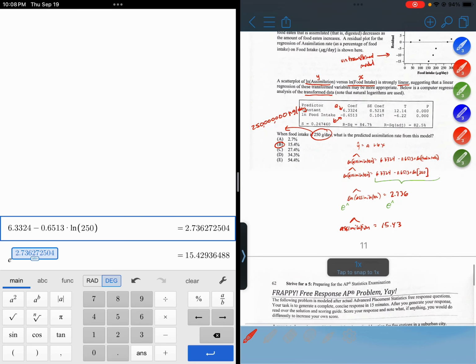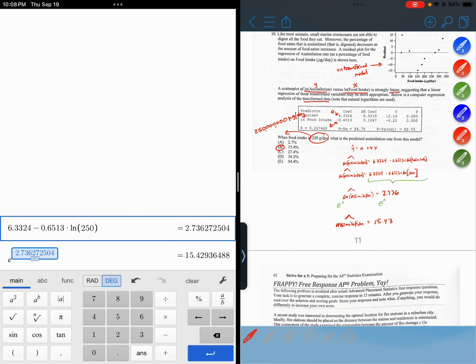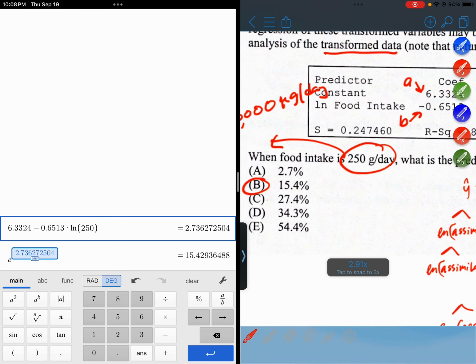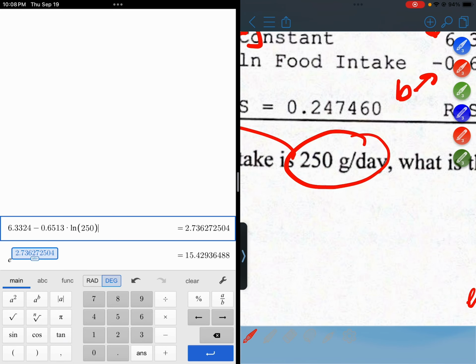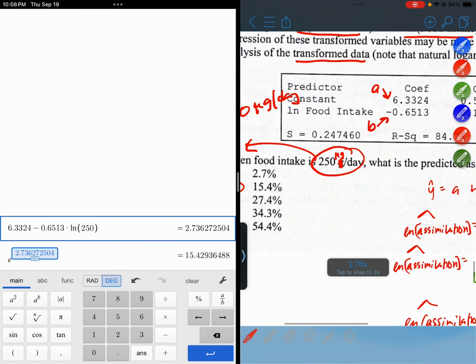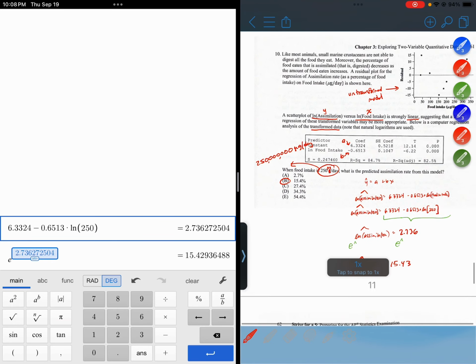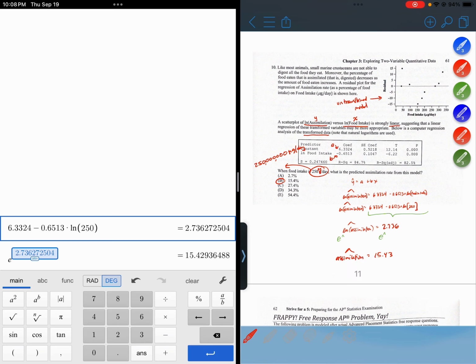So I'm under the impression that that is a typo and they really meant to say micrograms per day there, right? Why would they all of a sudden change the units like that? Unless they wanted to be really mean, but it's probably just a typo.